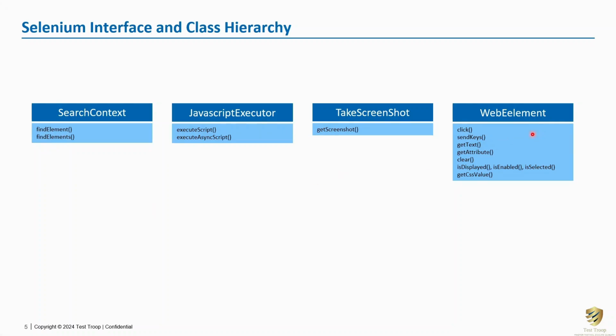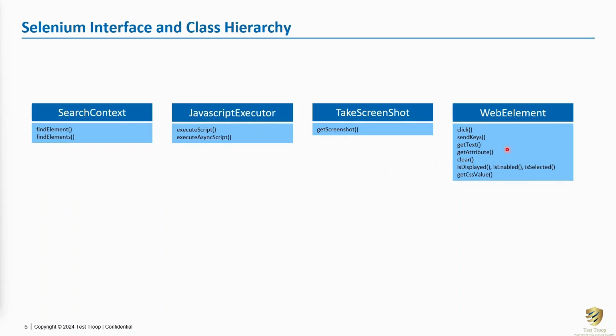The WebElement interface in Selenium represents an HTML element on a web page. It provides methods to perform actions on the web element and retrieve information about it, such as clicking a button, entering text, or fetching the attributes.